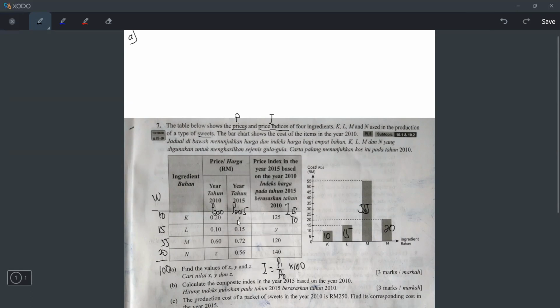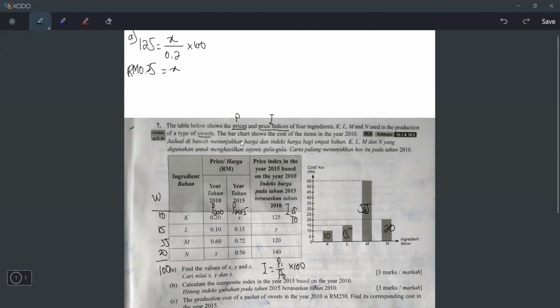So let's say I want to find X. The I is 125, and then the P1 will be X, because that's the 2015 price, the newer year, over 0.2, times 100. So X will be 125 times 0.2 divided by 100, which gives RM 0.25. I hope you get the same as me.